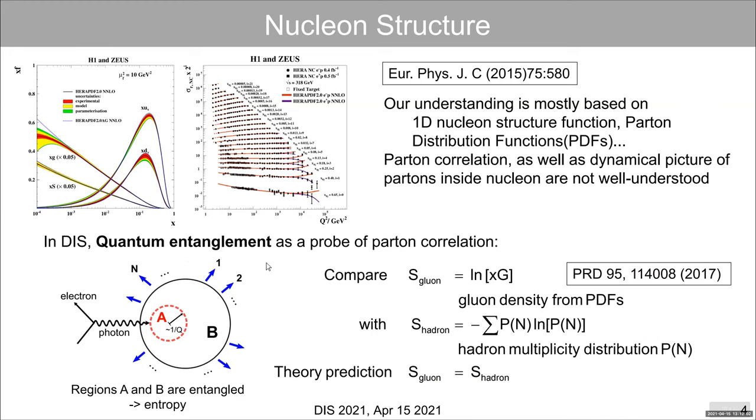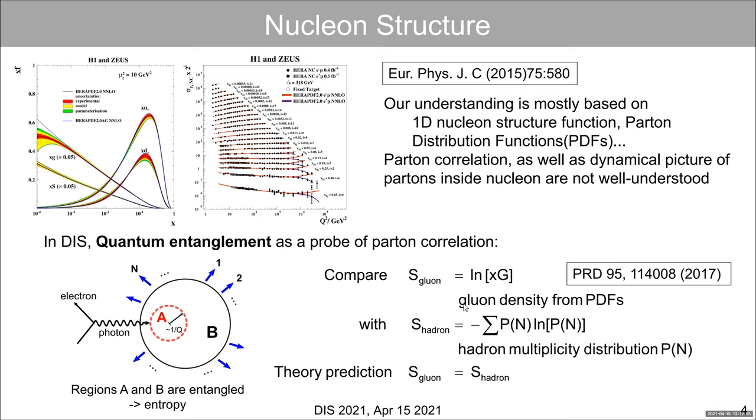In DIS, with the definitions of quantum entanglement and the plots here, we can see how the photon emitted by the electron explores the inside structure of the proton. Region A is the explored region, and region B is the rest of the proton. According to the definition of quantum entanglement, if regions A and B are entangled, they should have the same entropy values. According to the papers mentioned here, the parton liberation picture and the local parton-hadron duality, we can compare gluons and hadrons, because the initial state gluon entropy should be equal to the final state hadron entropy.